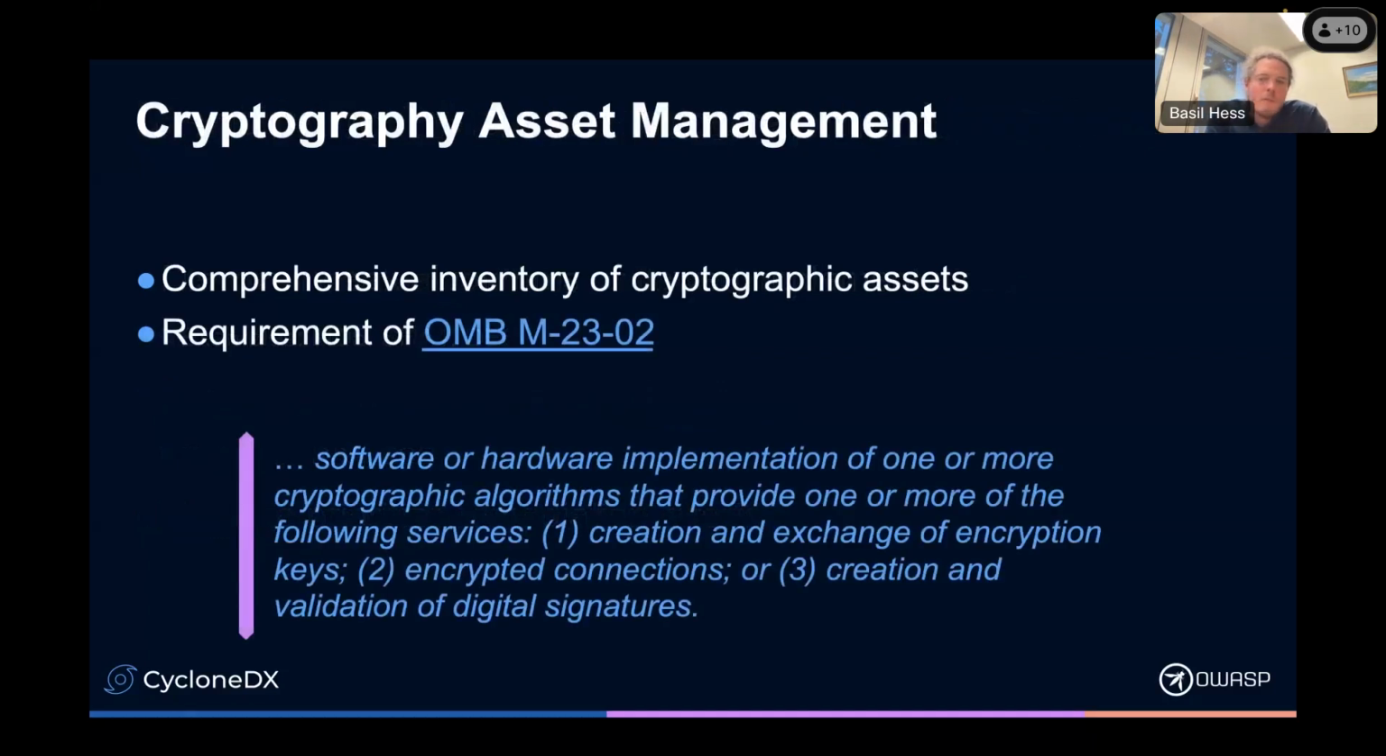Next, there is more and more a need for cryptography asset management. I think this was in 22 already, there was a memorandum in the US published, OMB M-23-02, that actually requires an inventory of cryptographic assets. And they define for which systems and which software one needs to provide such an inventory. So there is this need for an inventory to be created, and that's a good use case for CBOM.